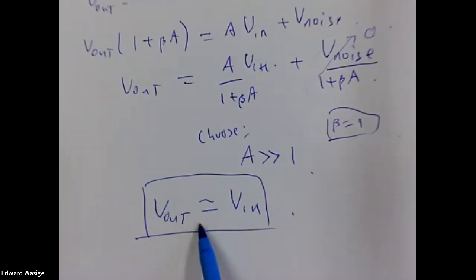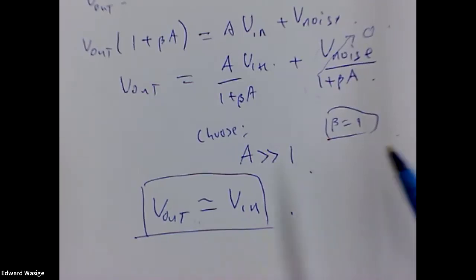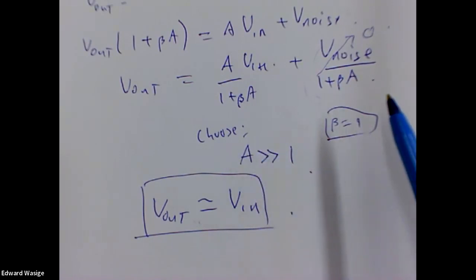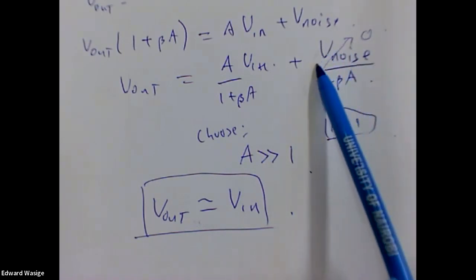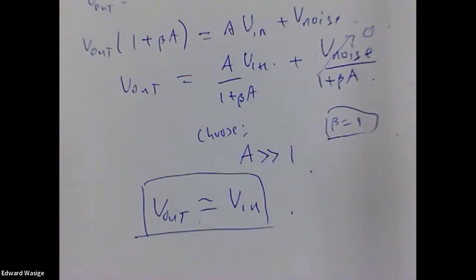For analog signals in an amplifier, this might not make sense because it's equal to that. But in ADCs, V out is actually a digital signal and V in is an analog signal, and we want the two signals to really have the same value. So what feedback does, if we choose our gain to be high enough, is that the impact of added noise on the output signal is very much reduced.